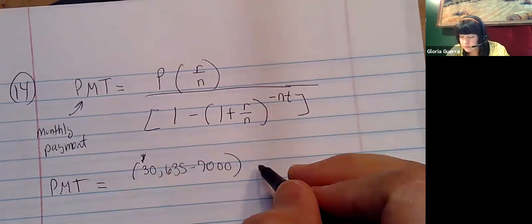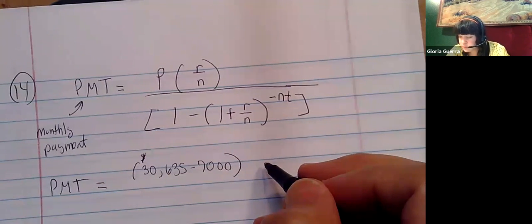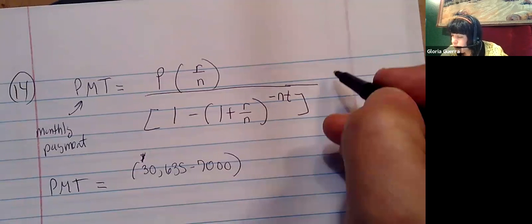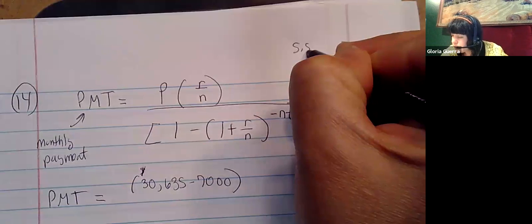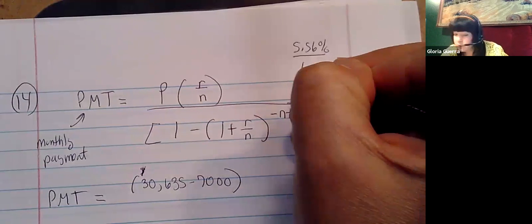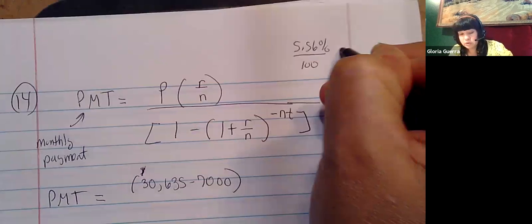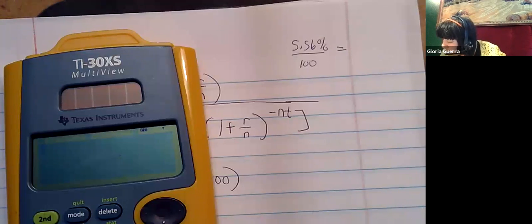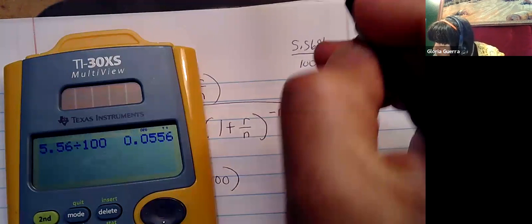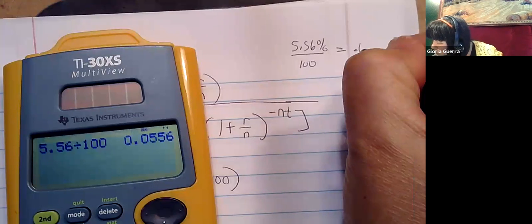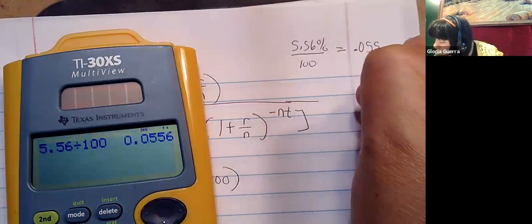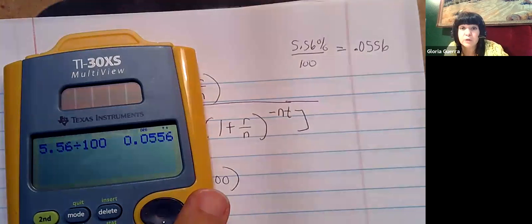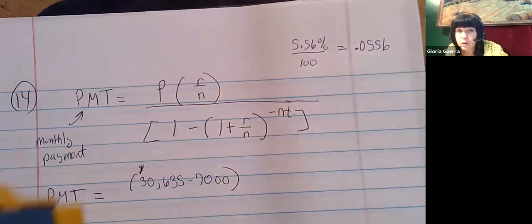And then your rate, they said it was 5.56%. So you move your decimal 2 places to the left, or you can show that you're dividing that by 100. So 5.56 divided by 100. See how that moves that 2 places to the left? Okay, so that's your R.